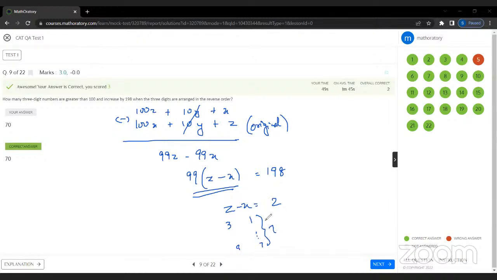And in each possibility, see, y is irrelevant. So what does y being irrelevant mean? Y can take up any digit. So for each of the 7 cases for x and z pair, so if I have 1 and 3, I can have 0 here, or 1 here, or 2 here, or up to 9 here, right? So for each of these cases, these are dependent on each other, but for each of these cases, y has 10 different possibilities. So 7 into 10, so that will be 70 cases.